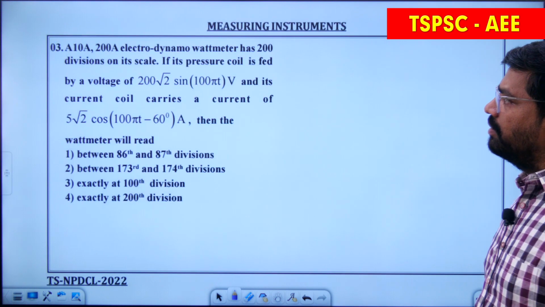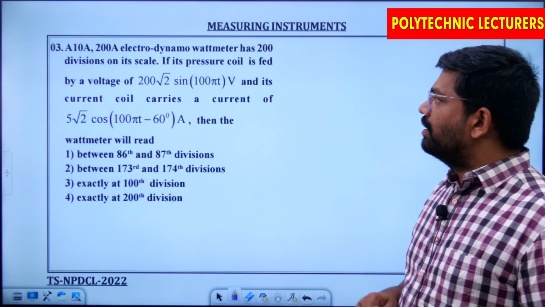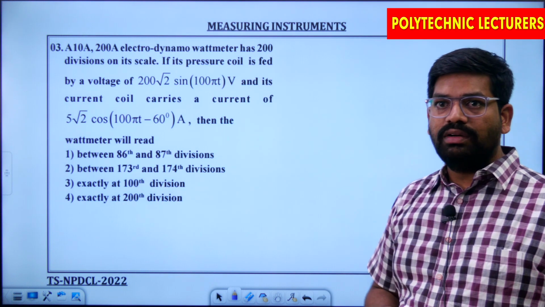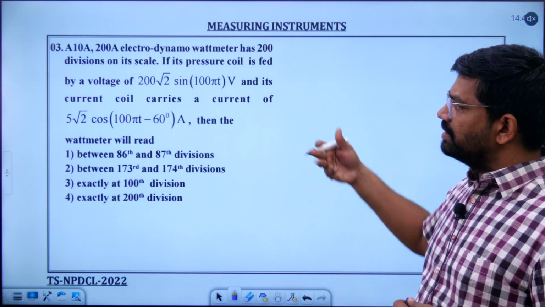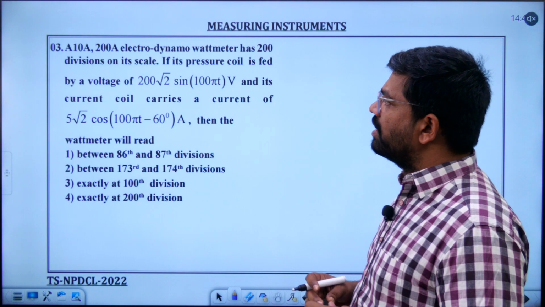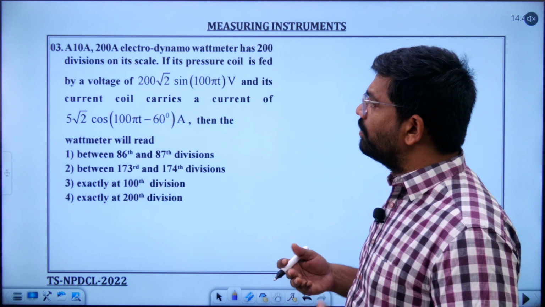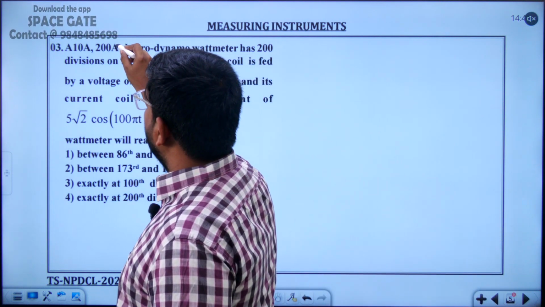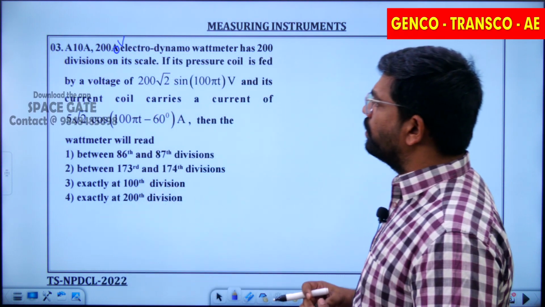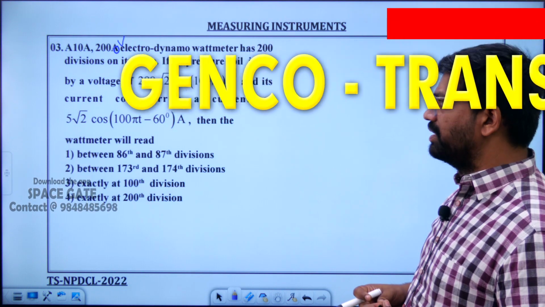Now we will go with the next question. Okay, what did they ask in this paper? Here again the question is related to a wattmeter, but it is based on the scale of any kind of meter. Look here, a 10 ampere 200 volts. Okay, it is not ampere, typing mistake, it is volts. A 10 ampere 200 volts electrodynamometer type wattmeter has 200 divisions on its scale.